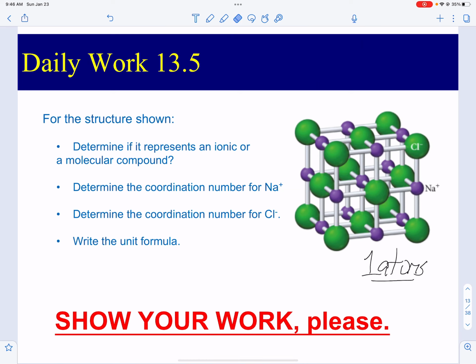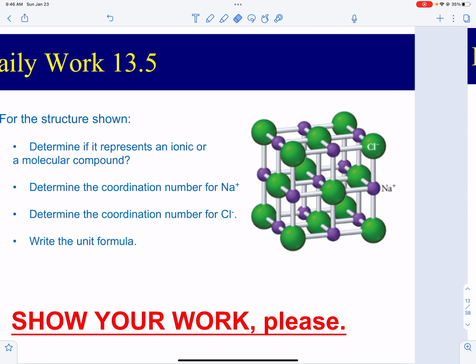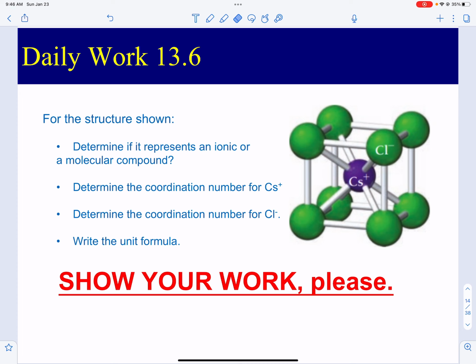So now it's your turn to do this one. And then do that one also. Continue practicing with it.